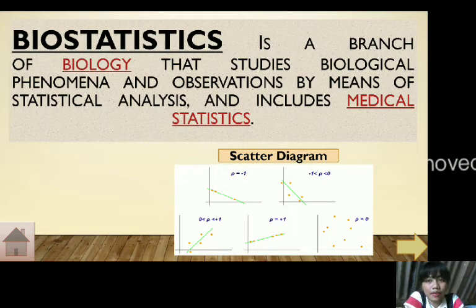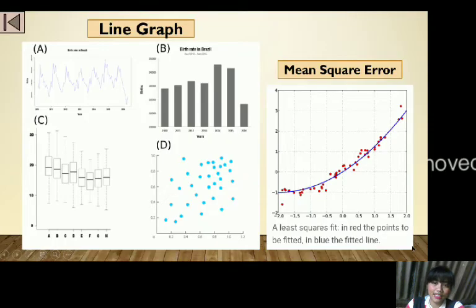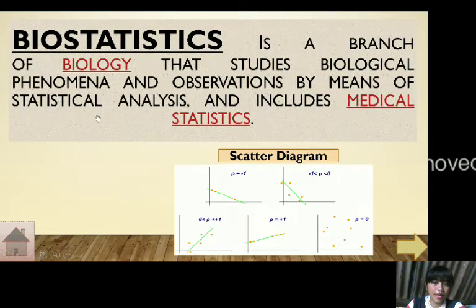Also known as biometry, it is the development and application of statistical methods to a wide range of topics in biology. We use this in analysis and data interpretation, descriptive tools, frequency tables, absolute, relative, line graph, bar graph, histogram, scatter plot, mean, median, and mode. So here are examples of the use of statistics in biostatistics: the scatter diagram, the line graph, the mean square error. So this is the use of statistics in biostatistics.